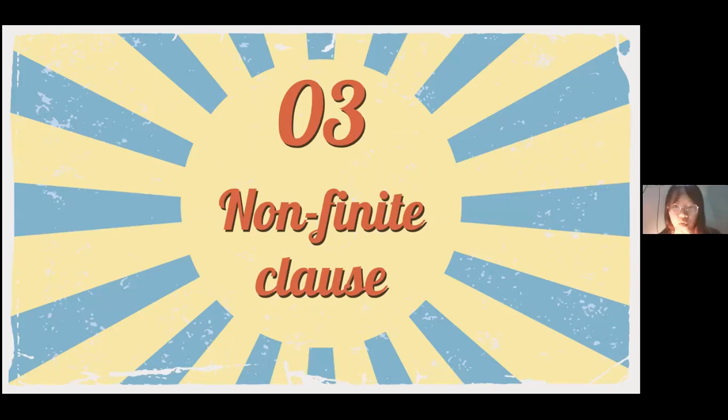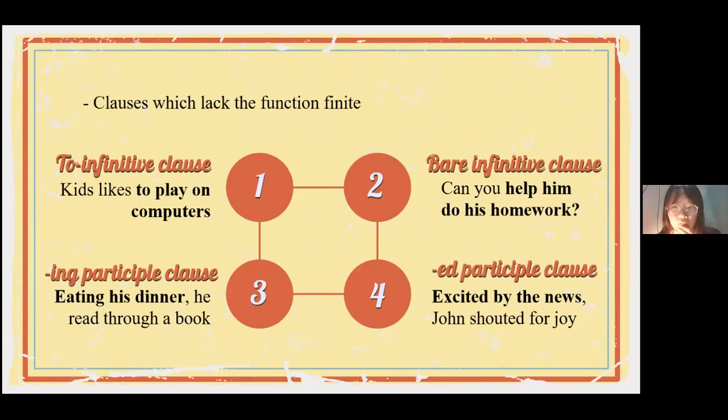So I'm Thu Huế, and I will talk about the third part, the non-finite clauses. Non-finite clauses are clauses which lack the function finite, and there are four main types of non-finite clause. The first one is the to infinitive clause. The second one is the bare infinitive clause. The third one is the verb-ing participle clause, and the last one is the ed participle clause. And you can see examples of the four types of clauses on the screen.